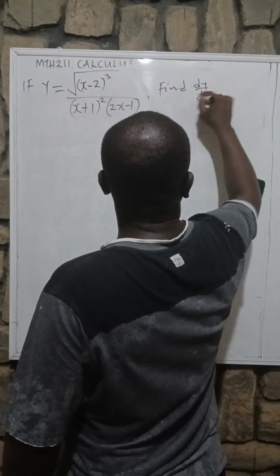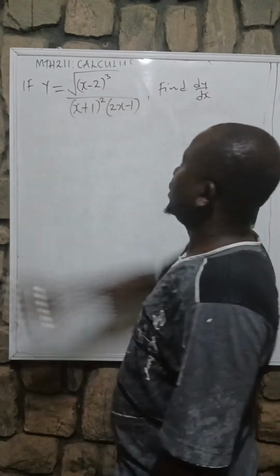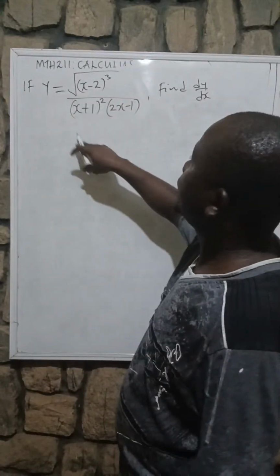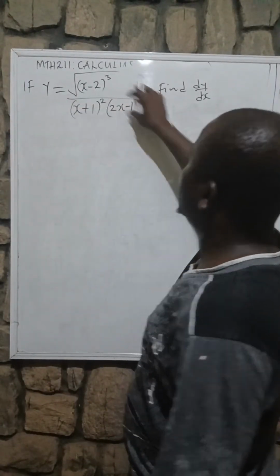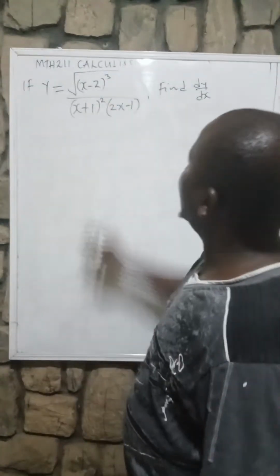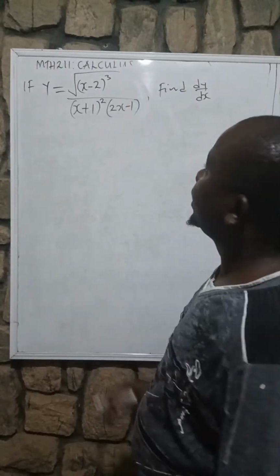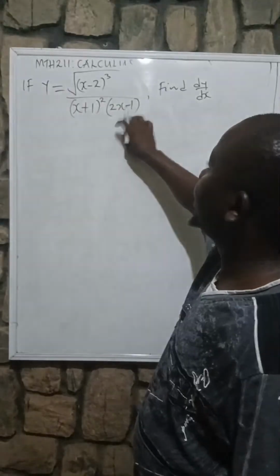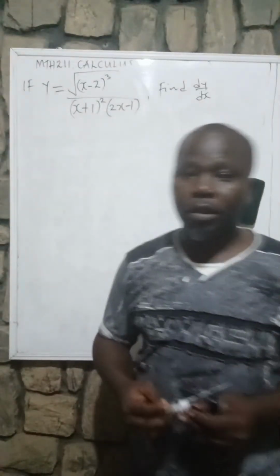dy over dx. I will indicate if y equals this, use logarithmic differentiation to obtain dy over dx. I will definitely indicate it. Is that clear? But you have to listen very attentively. Are you following? Okay, so let's proceed to look at it.